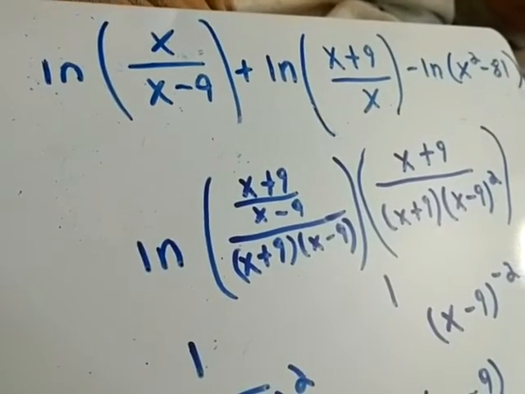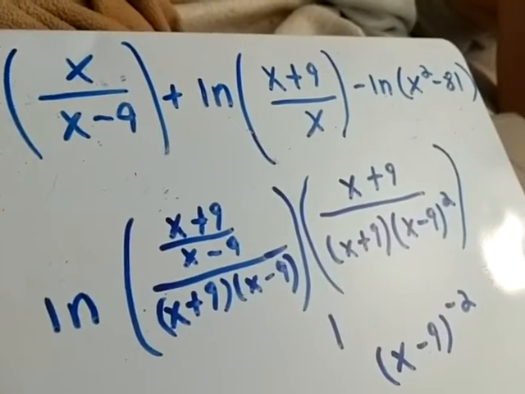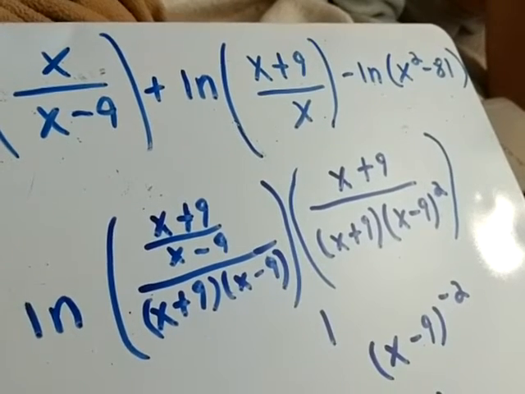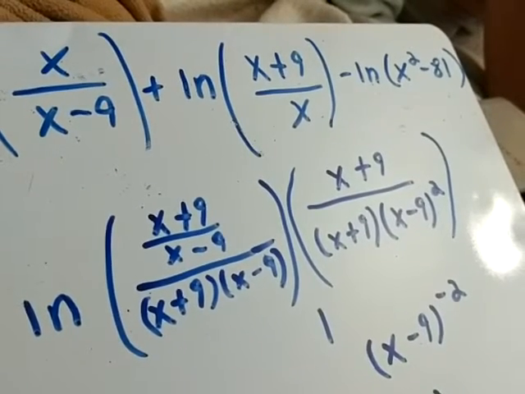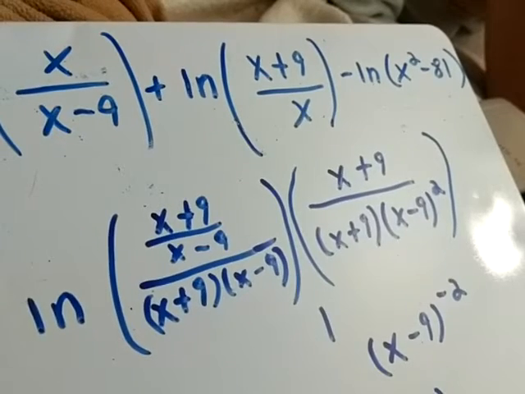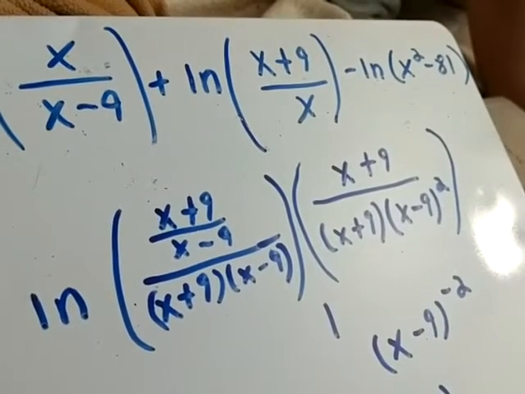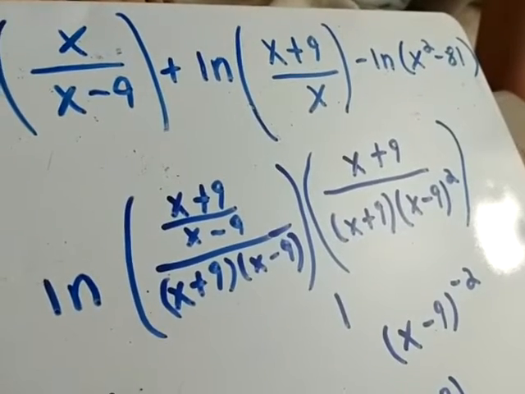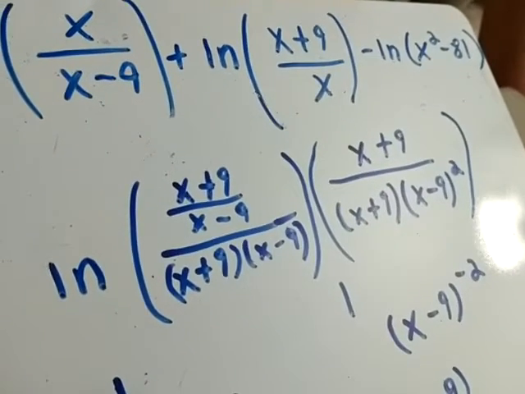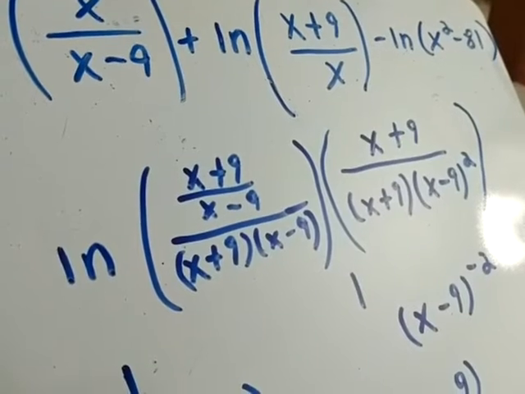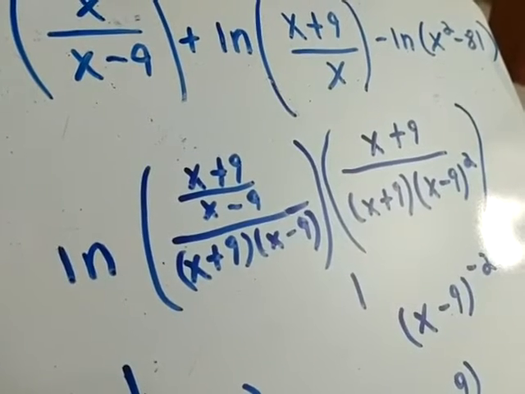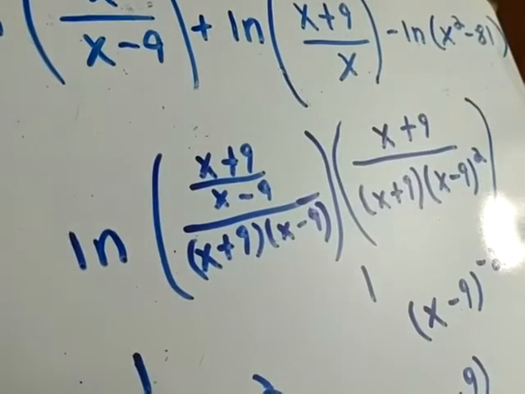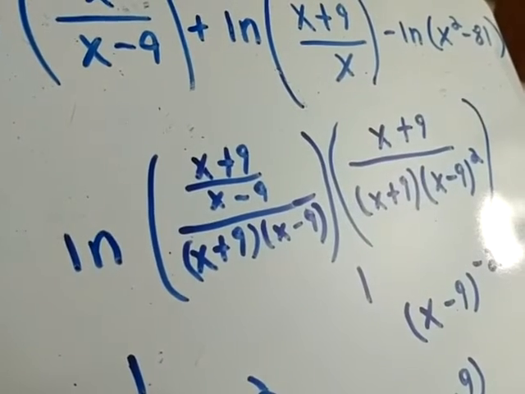And then I can't forget about what's going to be in the denominator, which comes from the difference part of the logs. It's going to be negative ln x squared minus 81. So I know that x squared minus 81 is going to go in the denominator. x squared minus 81 can be broken down into two factors because it's a difference of squares. It breaks down into x plus 9 and x minus 9, two factors.